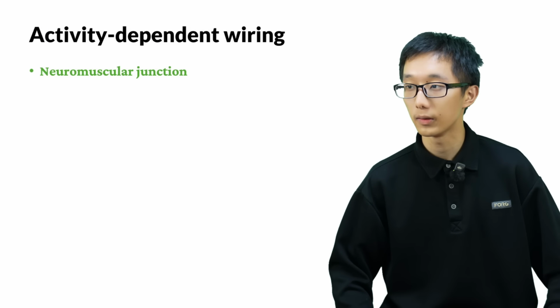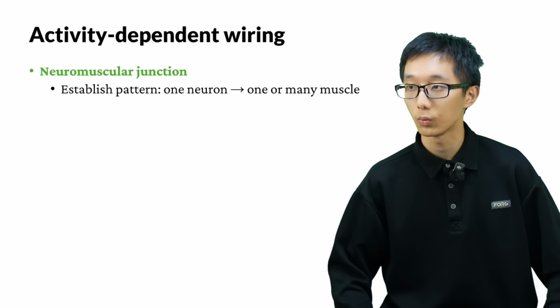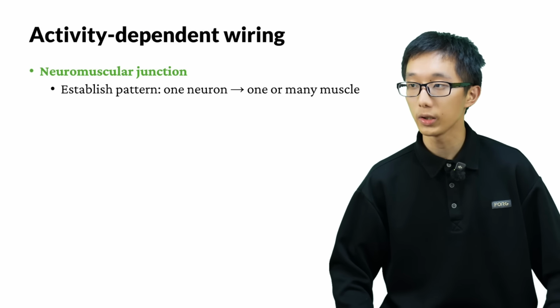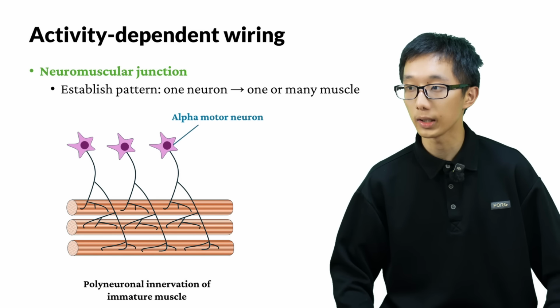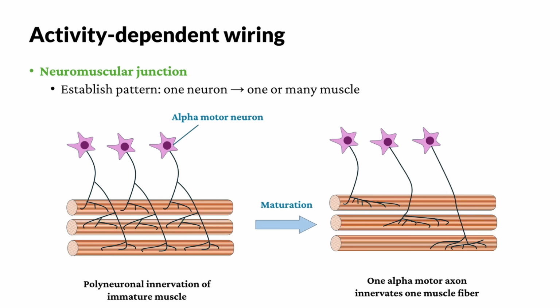Another example of synaptic rearrangement is at the neuromuscular junction. One characteristic of the NMJ is that a pattern is established. This pattern is that one neuron controls one or many muscle cells, but one muscle cell only corresponds to one neuron. Here, at first, there are several alpha motor neurons, and each neuron innervates many muscles. After maturation, one muscle fiber is innervated by only one alpha motor neuron.